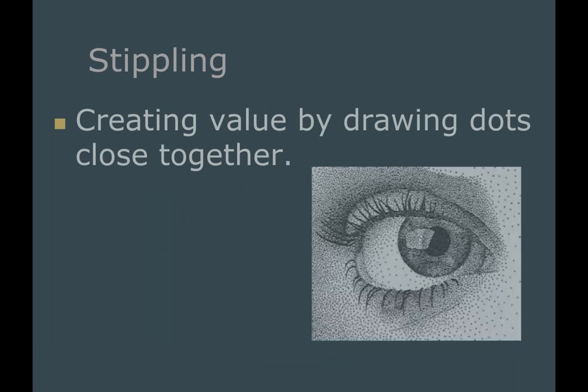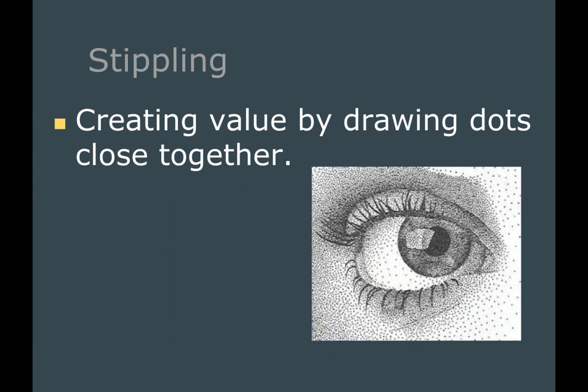Stippling. Stippling is creating value by drawing dots close together. Same concept here with stippling. The closer the dots are together, the darker the value. The farther the dots are apart, the lighter the value.